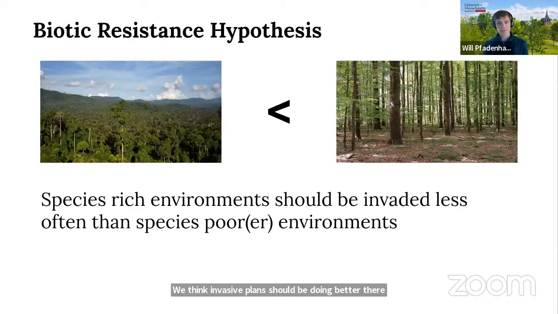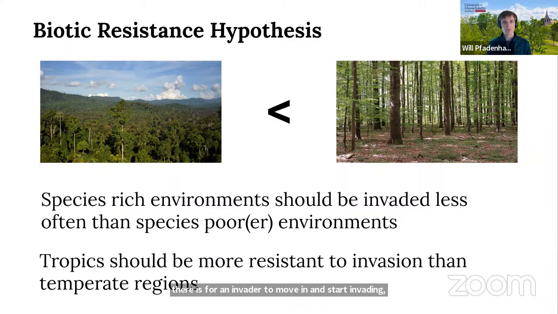The other hypothesis that we'll look at here is called the biotic resistance hypothesis. The idea behind this is that species-rich environments should be invaded less often than species-poor environments. This comes from the idea that the more species you have, the more niches are occupied. The fewer species you have, the more ecological space there is for an invader to move in and start invading. We'll extend this biotic resistance hypothesis to climates. Since tropics are known as biodiversity hotspots, we think that tropics should be more resistant to invasion and temperate regions should be less resistant to invasion.